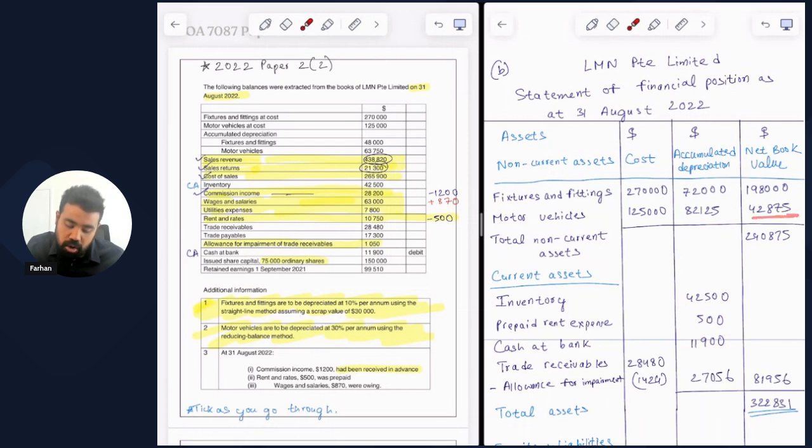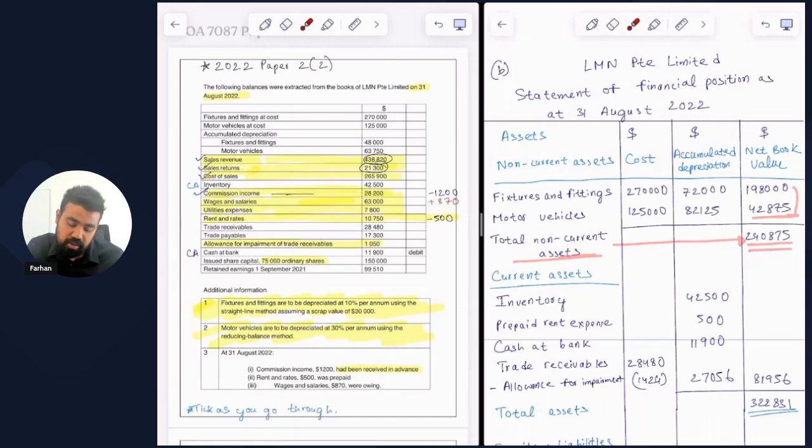So for the total non-current assets, you can just simply calculate the net book value, because that is what we use as part of our calculations moving forward. And that is the total of $198,000 plus $42,875, which gives us $240,875 as the total non-current assets net book value.